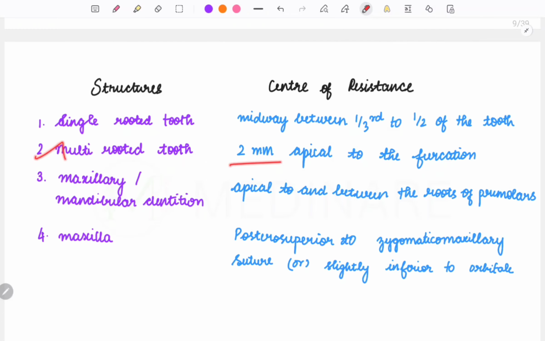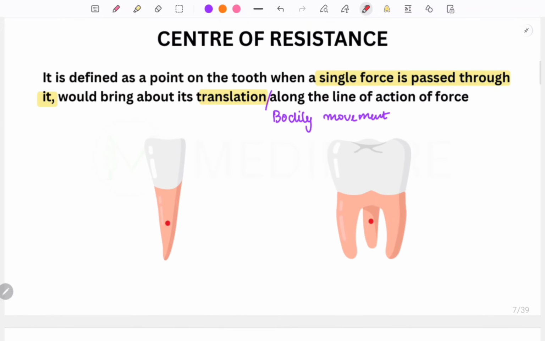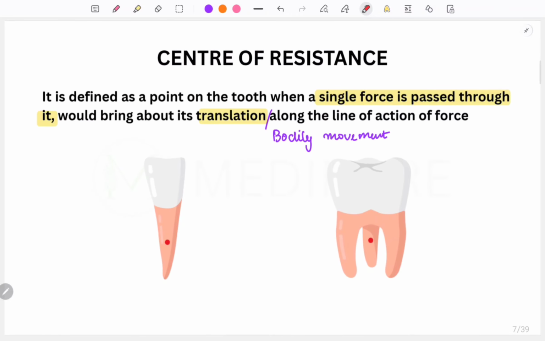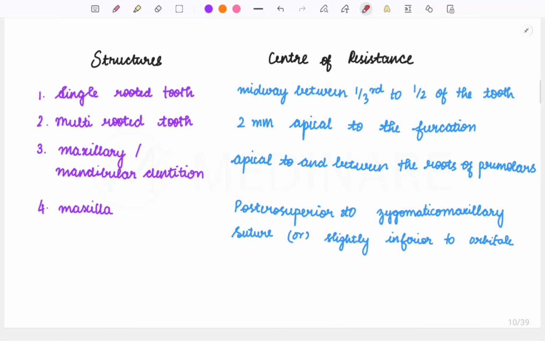And for a multi-rooted tooth, it is 2 mm apical to the furcation. So again, let's go here. Here you can see this is the multi-rooted tooth and this is the furcation area, and it is 2 mm apical to the furcation in a multi-rooted tooth. Okay, and for maxillary and mandibular dentition, it is apical to and between the roots of the premolars.